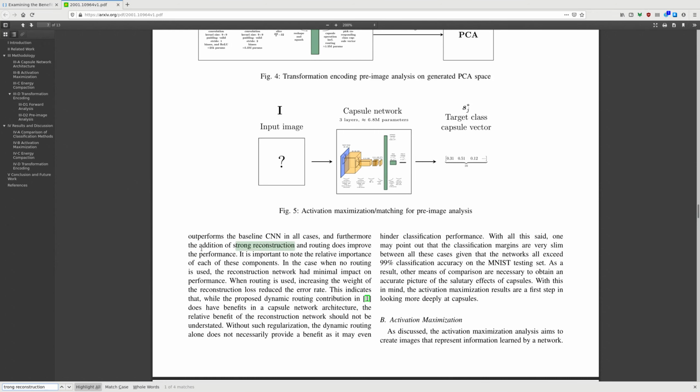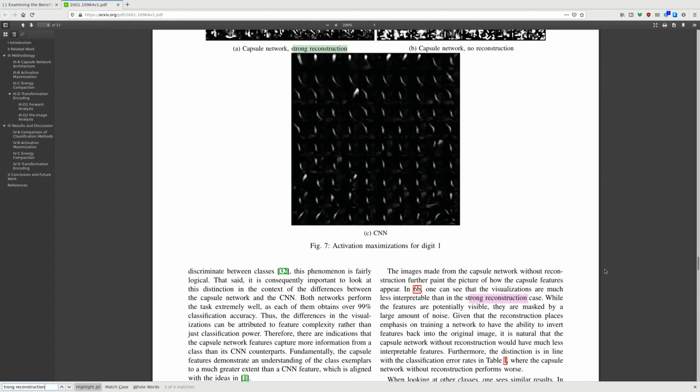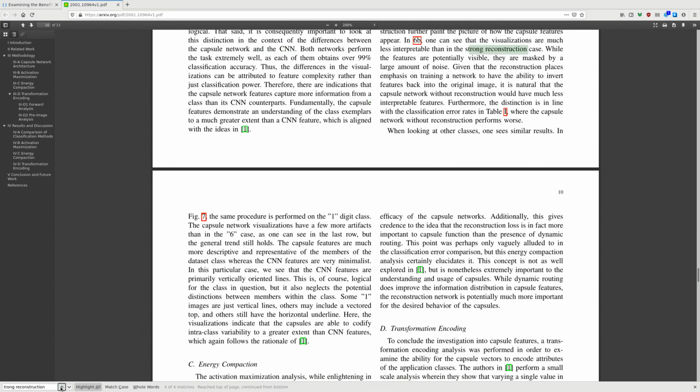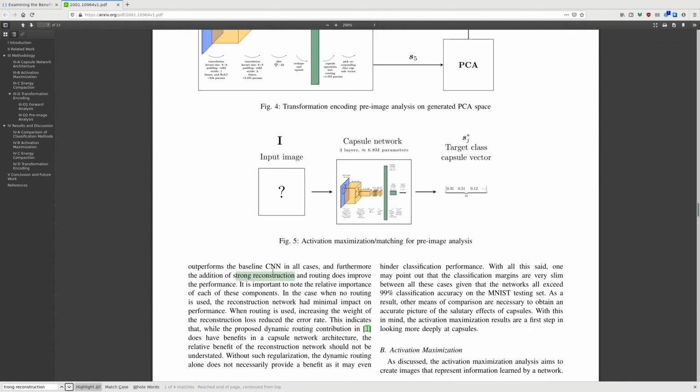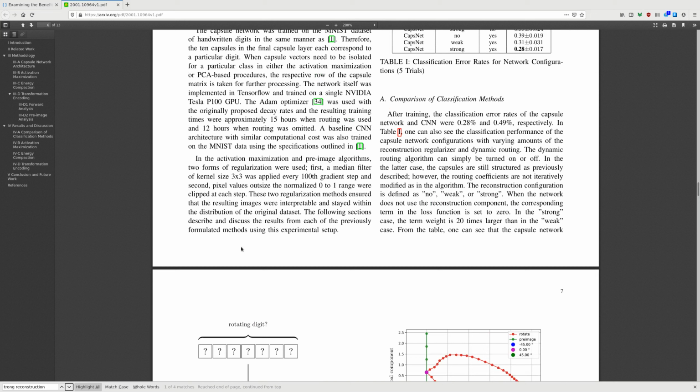Furthermore, the addition of strong reconstruction and routing does improve the performance in most cases. It is important to note the relative importance of these components. No routing is applied. When the network does not use the reconstruction component, the corresponding term in the loss function is set to 0.